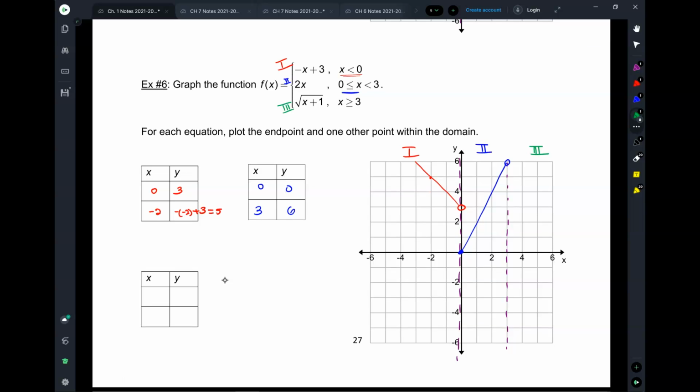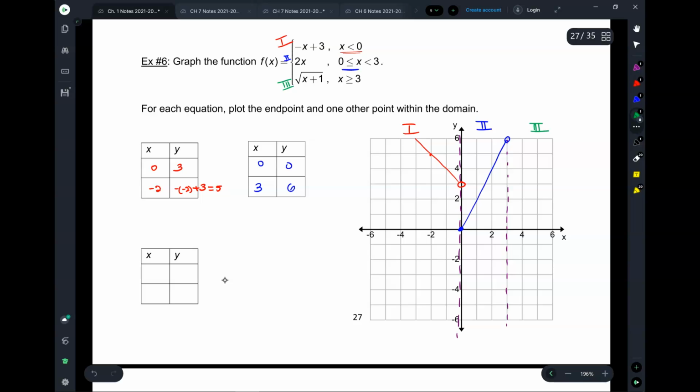What's the first number I'm gonna plug in? A 3. And I get root 4, which is 2. Open or closed? Closed. (3, 2), okay. And then now you have to decide what other number to plug in, right? You are free to plug in really whatever you want.